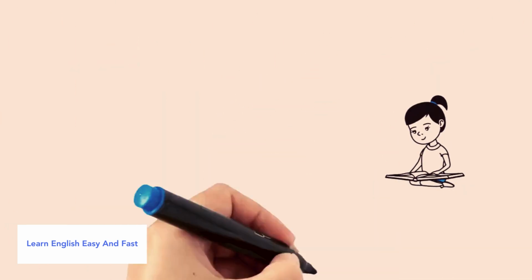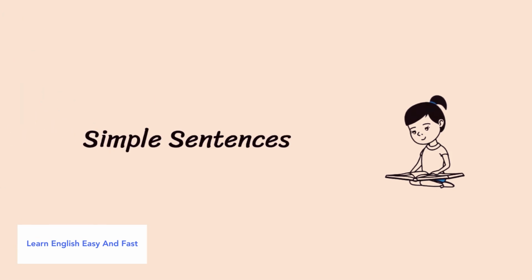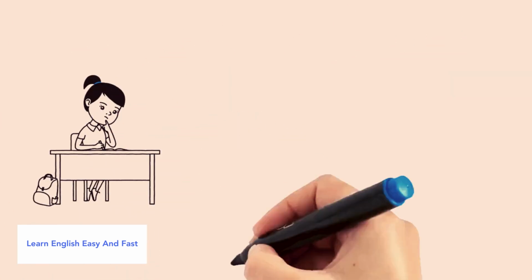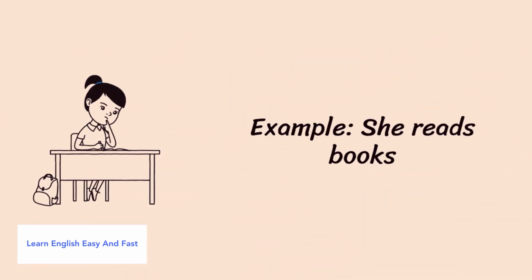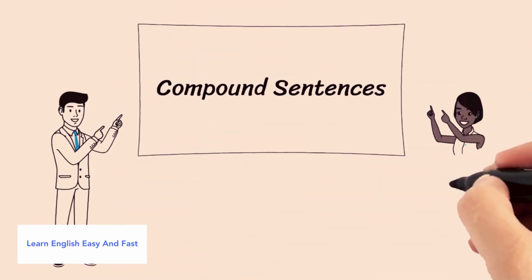First, let's look at simple sentences. These sentences have just one subject and one verb, such as, she reads books. In this sentence, she is the subject and reads is the verb. It's a complete thought.